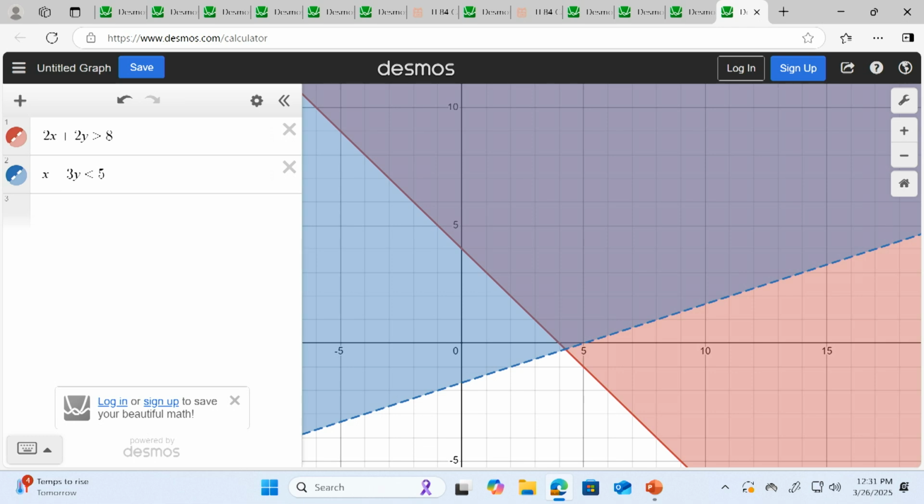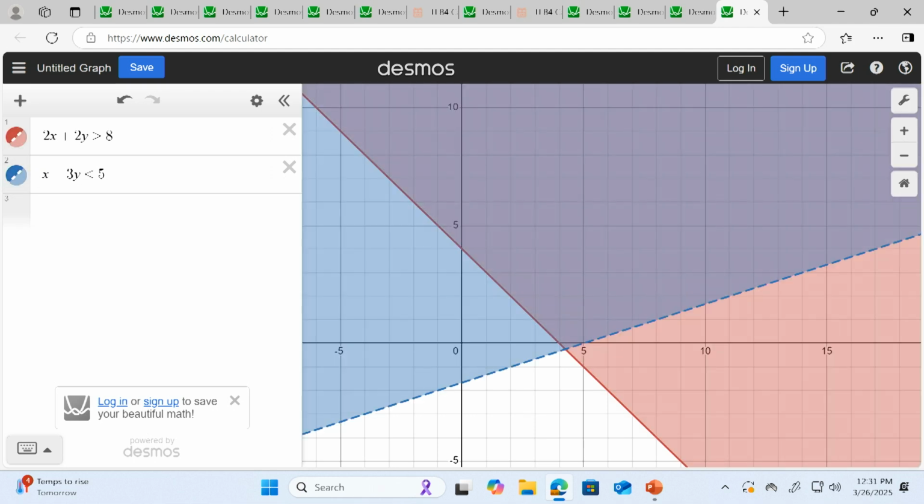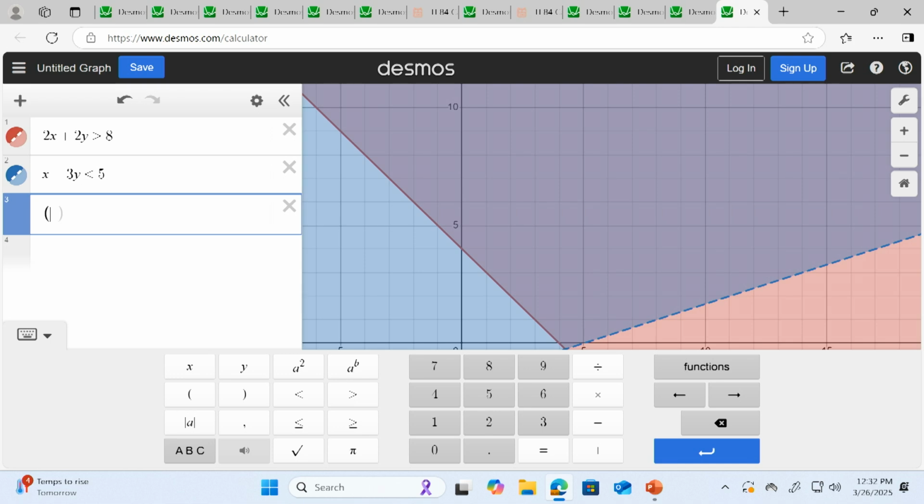Now, yours may not be purple. Let's say that yours is a different color. Maybe you have green and brown, or you have blue and green. It doesn't matter. Wherever the shading is overlapped is where your possible answers are going to be. So it said (5, -5). So let's go ahead and label that.